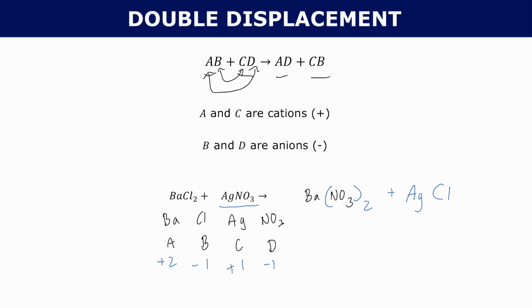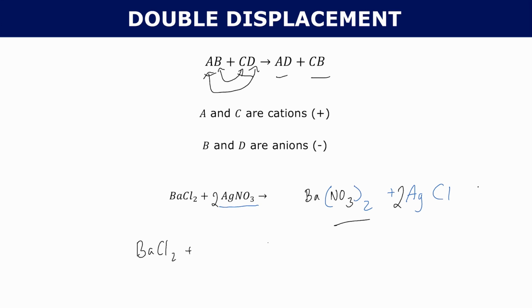The last thing we have to worry about is making sure that the atoms are balanced, so making sure to balance the chemical equation here. We have 2 nitrates on the right hand side, but only 1 on the left hand side, so let's add a 2 here. But now we have 2 silvers on the right hand side and only 1 on the left hand side, so let's add a 2 here. And after that, everything balances out. So our final reaction is barium chloride reacting with 2 silver nitrate to produce barium nitrate and 2 silver chloride. And that is our final balanced reaction.